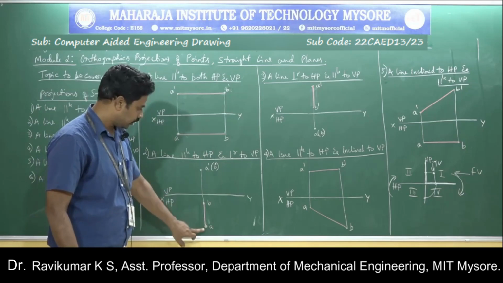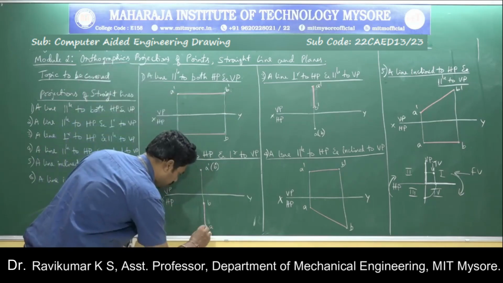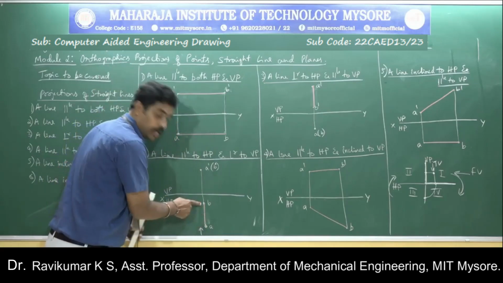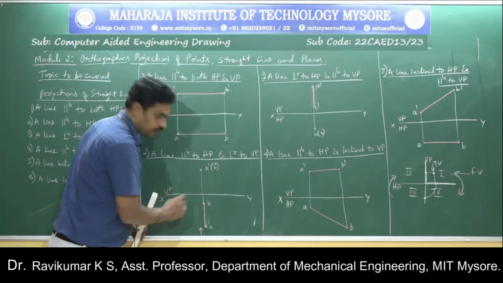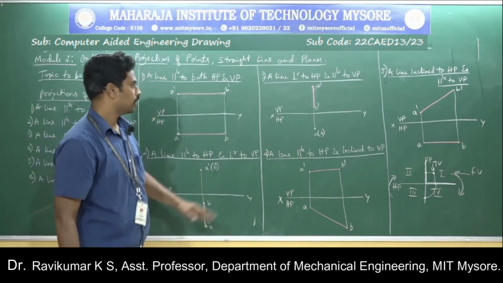A and B. Look at here. Here A is here, B is here. So this will be the observer view where A will be visible. B, since it is behind A, is not visible. So this is the second case.